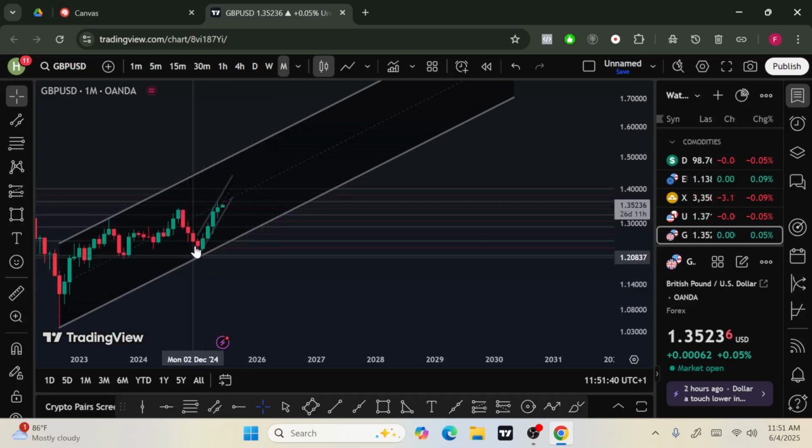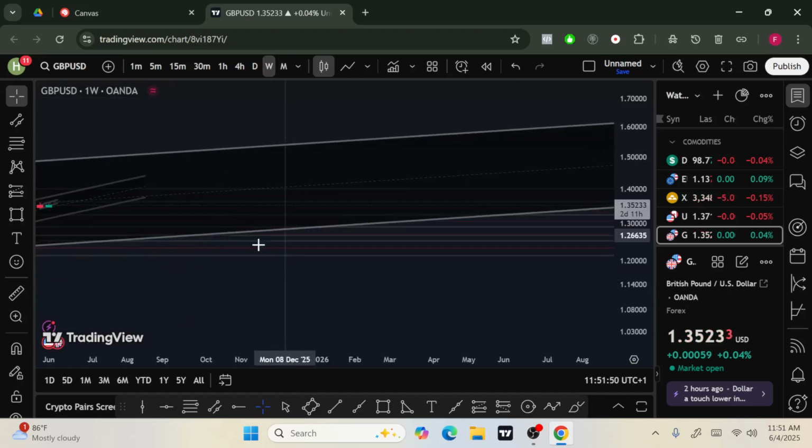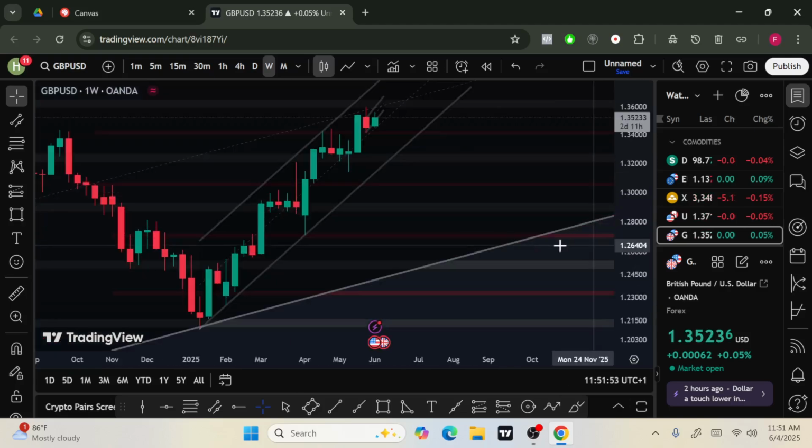That particular channel is just only on that what? Impulsive movement on monthly. Do you get it now? Yes. Now, come to weekly time frame. Now, on weekly time frame, this is what you are seeing.